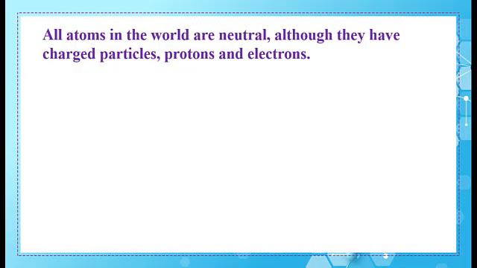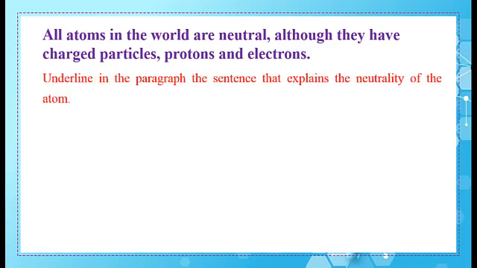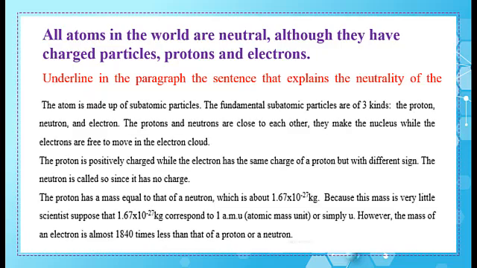All atoms in the world are neutral, although they have charged particles, which are protons and electrons. Underline in the paragraph the sentence that explains the neutrality of the atom. You can now stop the video to read the paragraph alone and find the answer. Once you have found it, continue please. That's right, the proton is positively charged, while the electron has the same charge as a proton but with a different sign.